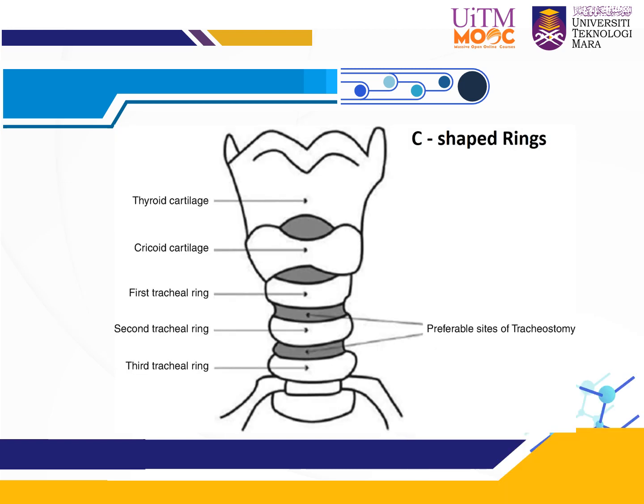So here is the look of the trachea. You can see the C-shaped rings. Below the cricoid cartilage starts the trachea. You have the first tracheal ring, second, third, and so forth.